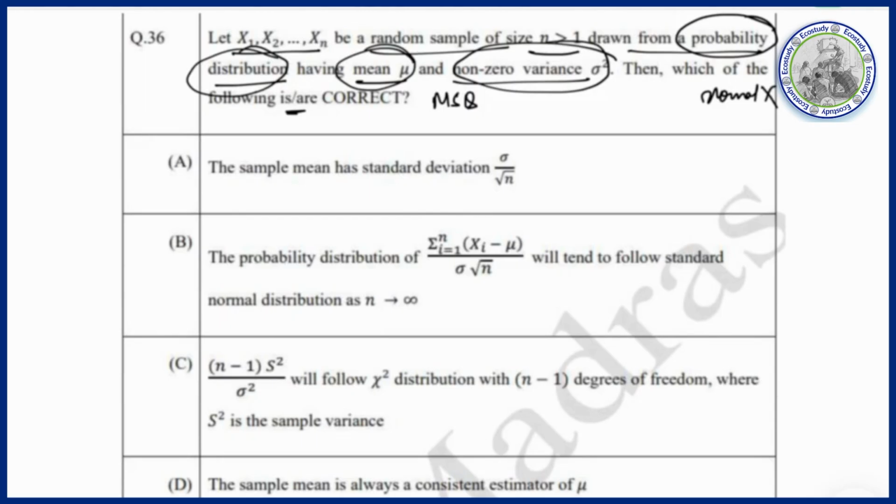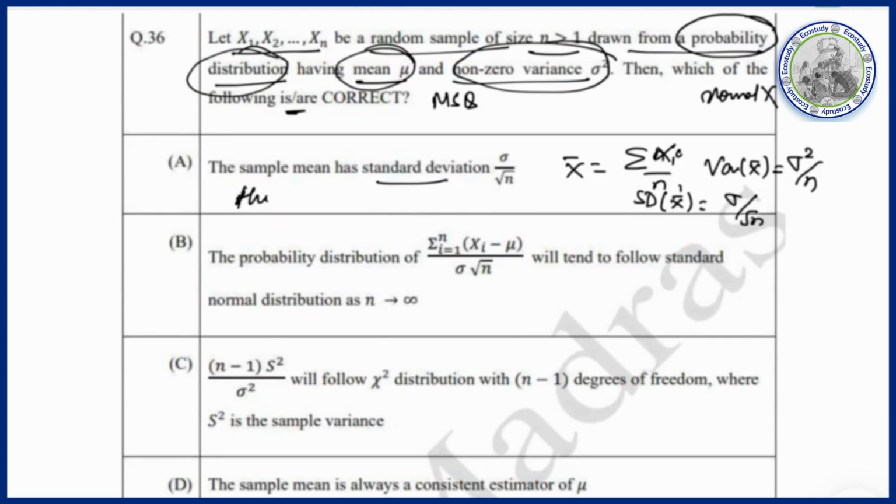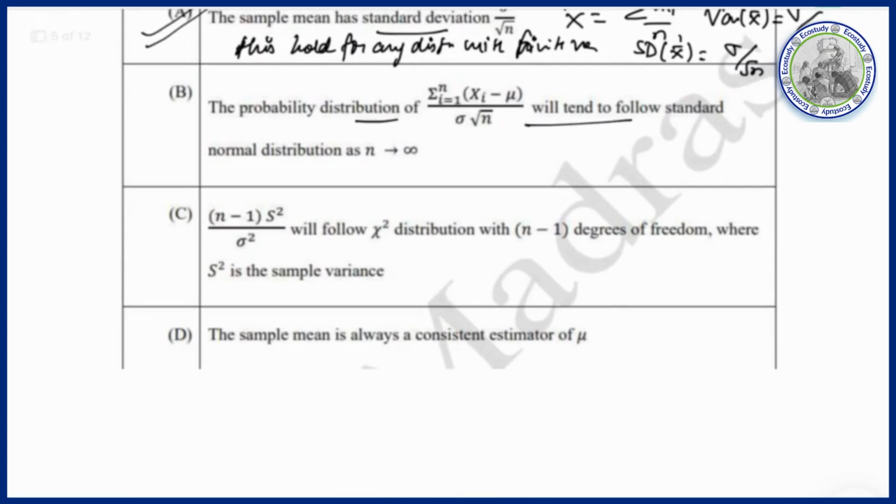Okay, so let's start. The sample mean has standard deviation sigma upon root n. Yes, it is true. Why? See, because sample mean is sigma xi upon n, and variance of x bar is sigma squared upon n. So standard deviation of x bar is sigma upon root n, and this holds for any distribution with finite variance. So it is a correct one. Okay, then move to the next. The probability distribution of x bar tends to the normal. Yeah, it is simply the central limit theorem, so it is also a correct one.